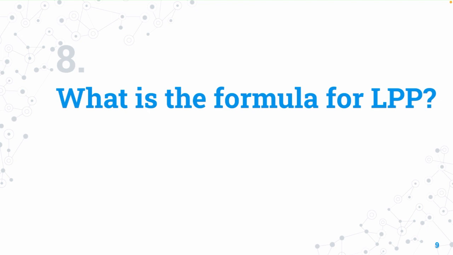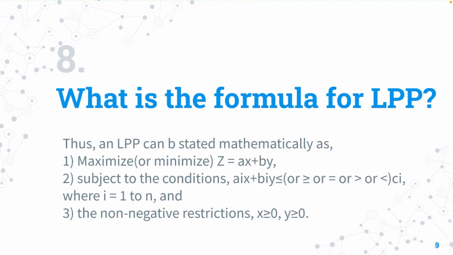What is the formula for LPP? An LPP can be stated mathematically as maximize or minimize Z = ax + by, subject to the conditions a_i x + b_i y less than or equal to, greater than or equal to, or equal to c_i, where i equals 1 to n, and the third one is the non-negativity restriction. The non-negativity values are x greater than or equal to 0 and y greater than or equal to 0.